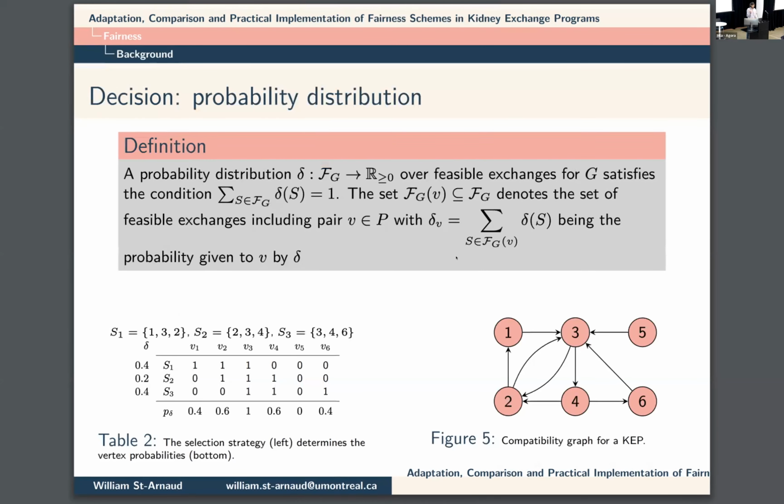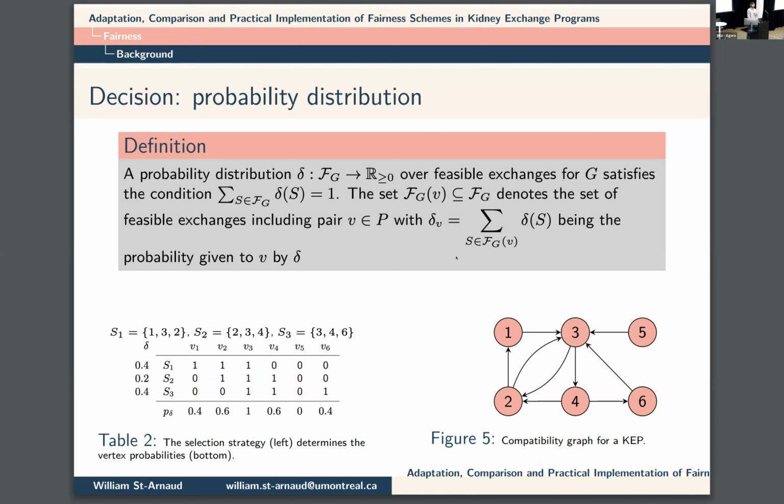In this article that we wrote, we considered not just a single solution for a kidney exchange plan. It's not just one exchange plan, but we considered probability distributions over all the feasible exchange plans. For this particular example, if you look at the compatibility graph in figure 5, the arcs represent compatibility between the nodes. Let's say an arc from node 2 to node 1 means the donor from node 2 can give to the patient from node 1. And you have 3 solutions in this particular example.